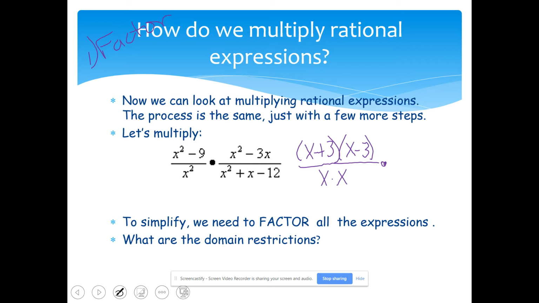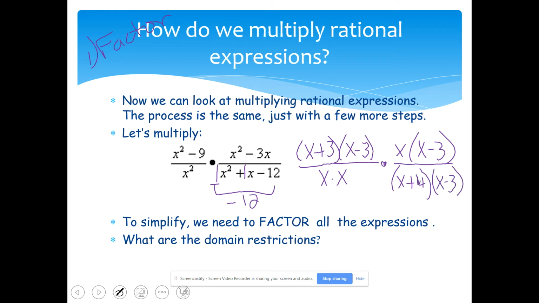All right, on the top right, x squared minus 3x. That has a common factor of x, and we're left with x minus 3. There's no other factoring we can do from that one. Then on the bottom right, there's no common factor, so we need the factors of negative 12 that add to 1, which will be positive 4 and negative 3. Perfect, so we've done all of our factoring.